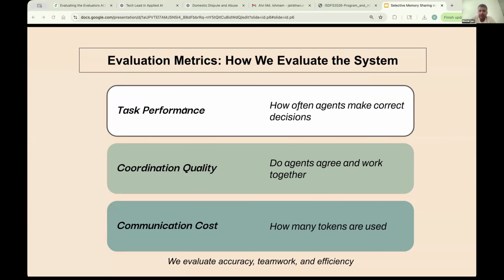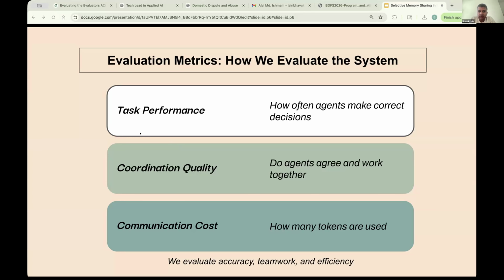Now that we have defined the system, the next question is how do we actually evaluate whether it works? We focus on three key dimensions: first, task performance, which measures how often the agents make correct decisions; second, coordination quality. Here we look at whether agents agree with each other; and third, communication cost.